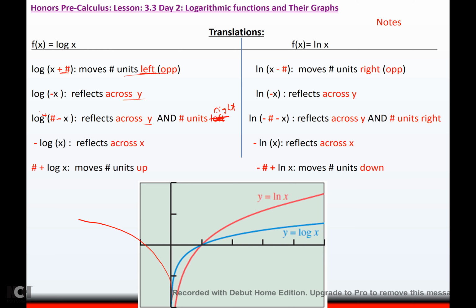If the negative's on the outside, that's going to reflect over x, which would turn everything upside down. Okay, so if you turn this upside down, I don't draw very well. I can't draw it upside down. I think it would do something like this, yes? Alright, and if you add or subtract something to the log on the outside, then that's going to move it up or down. Same with your ln, your natural log function.